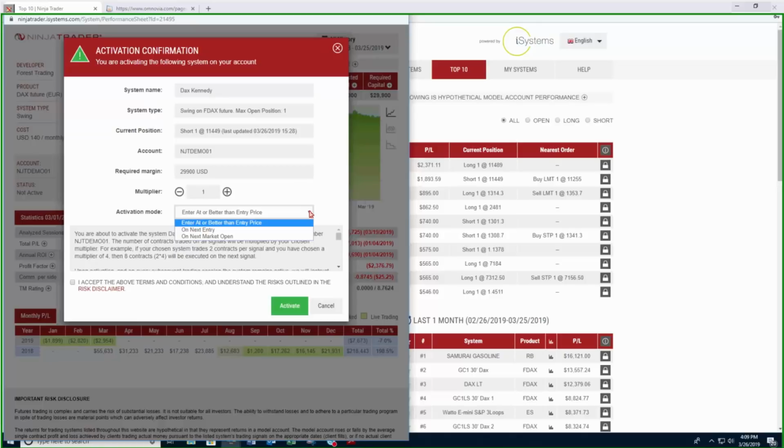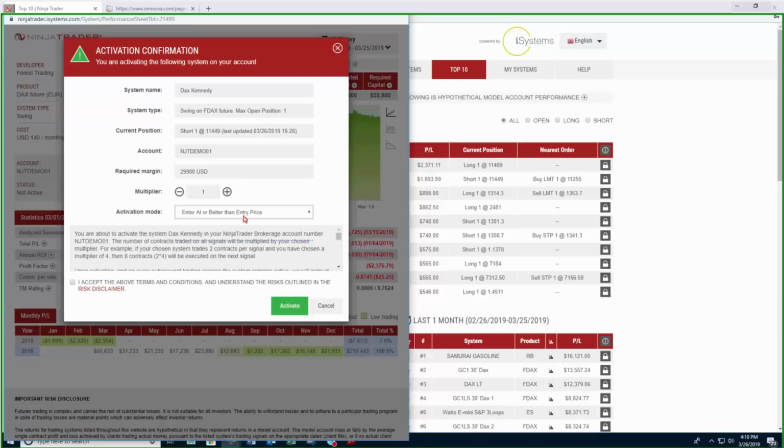It was like, well, we're trading at 1250 in the market, the system's long from 1245. Do you want to get in now? You're missing 5 points, or do you want to get on the next entry? So all of this came from having conversations with clients. So here we'll just get in at better or at the price. And what this means is enter at or better than the entry price.